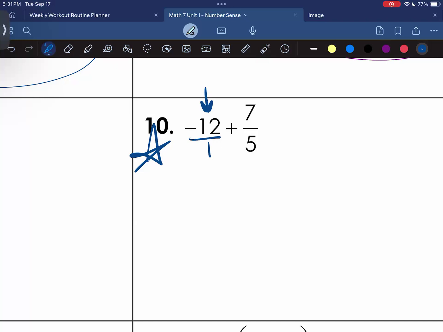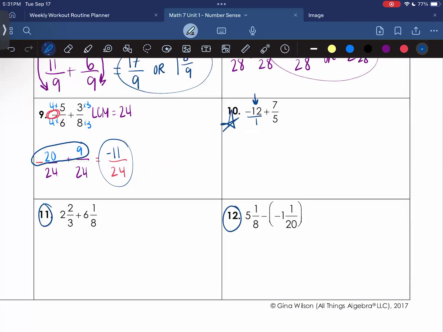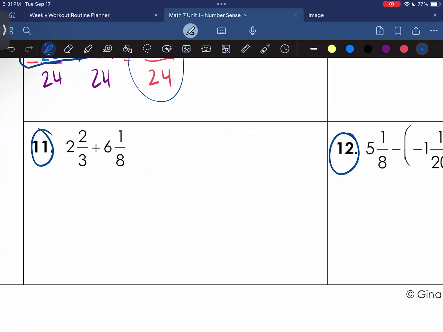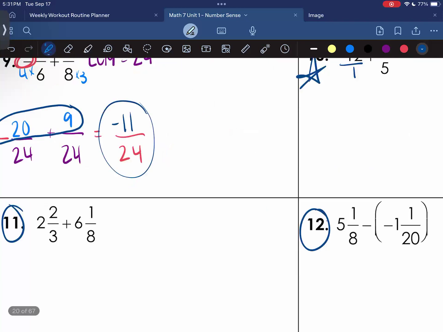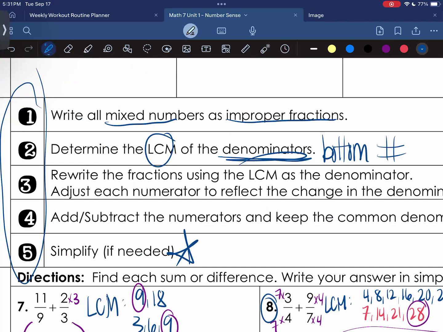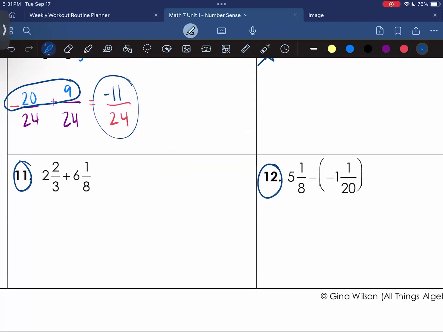All right, so here's 11 and 12. Go ahead, pause the video, follow the steps right up here, right? So mixed numbers to improper fractions before you do anything else. Pause here, try on your own. All right, you should have paused the video to do numbers 11 and 12 on your own.